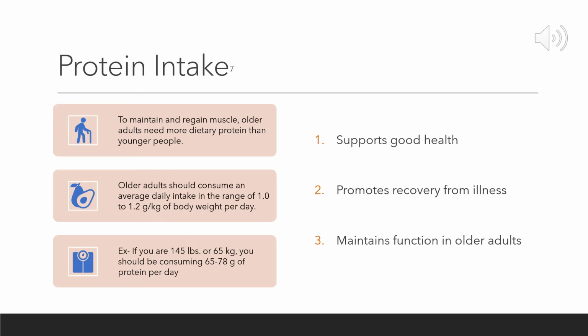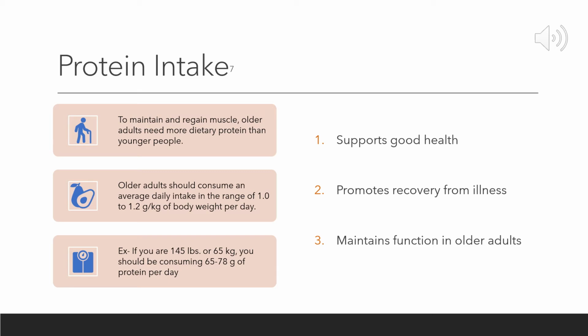Around 30 to 40% of women and 20 to 40% of men over the age of 50 do not reach the recommended daily intake of protein. These protein deficits have adverse consequences, including impairment of muscular, skeletal, and immune function. New evidence shows that higher dietary protein ingestion is beneficial to support good health, promote recovery from illness, and maintain functionality in older adults. Older adults should consume an average daily intake in the range of 1 to 1.2 grams per kilogram of body weight per day.